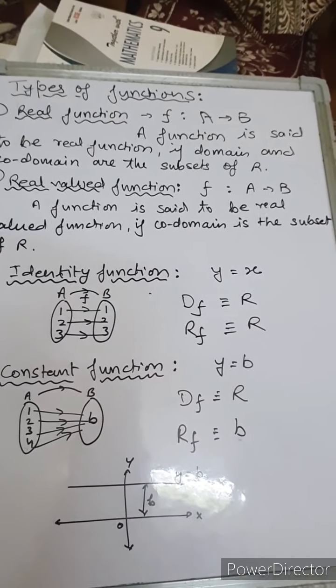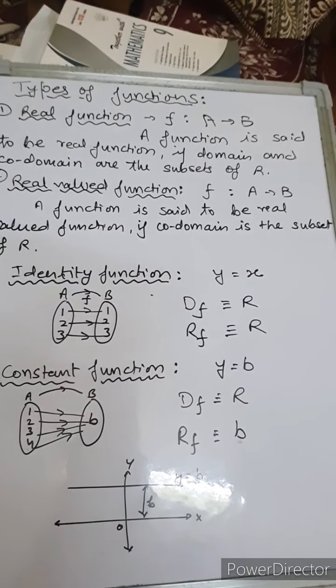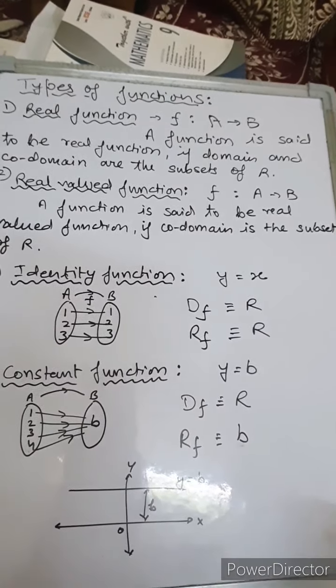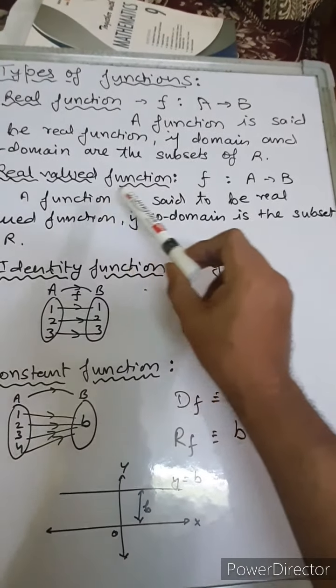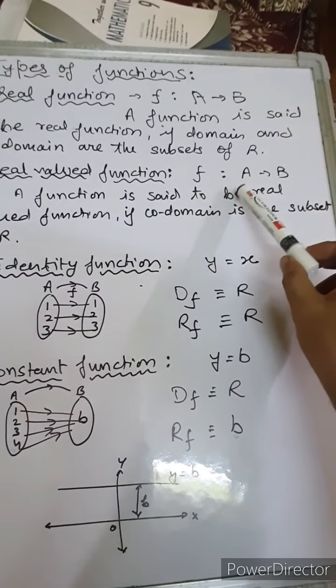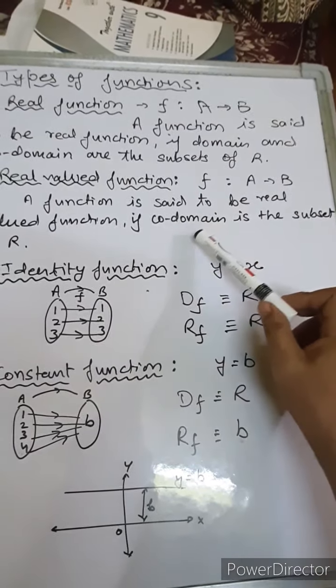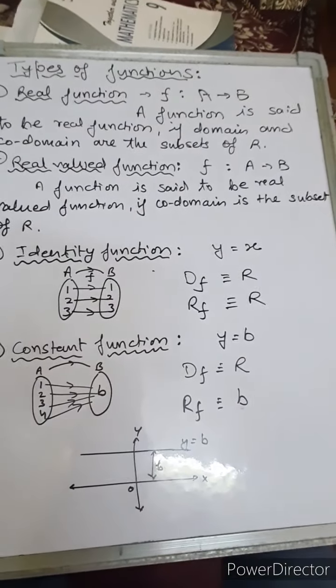Okay. So if the domain and codomain both are subsets of the real numbers, then the function will be a real function. And if only the codomain is a subset of the real numbers, then the function will be a real valued function. So the definition of a real valued function is: f is such that A is mapped to B, a function is said to be a real valued function if the codomain is a subset of the real numbers, right?